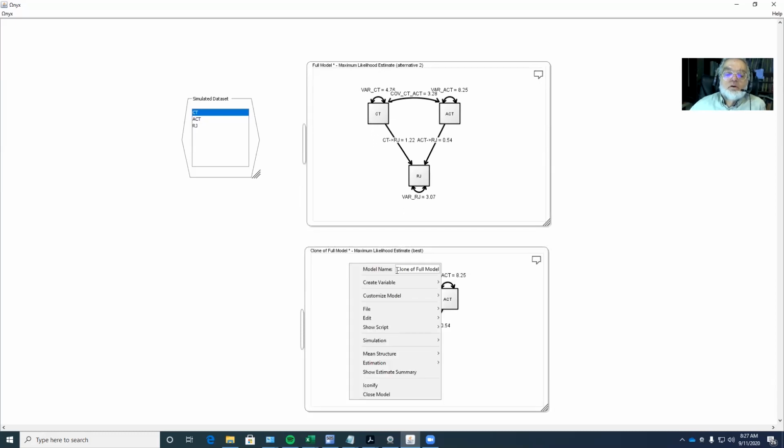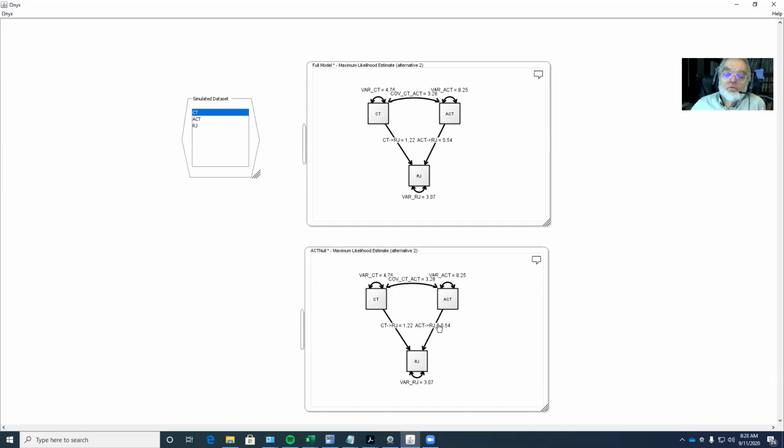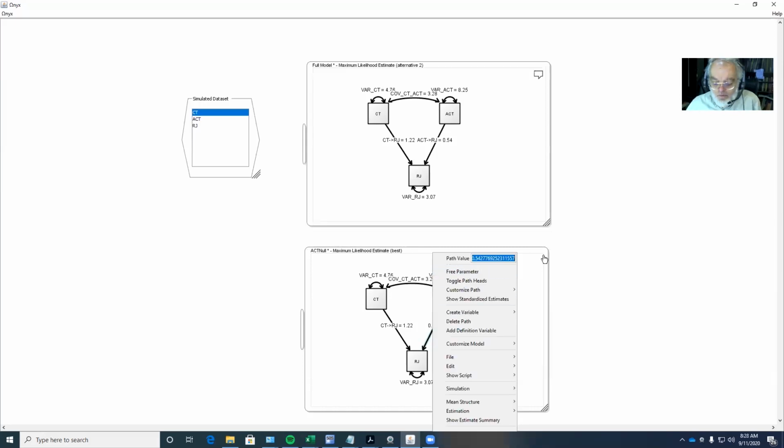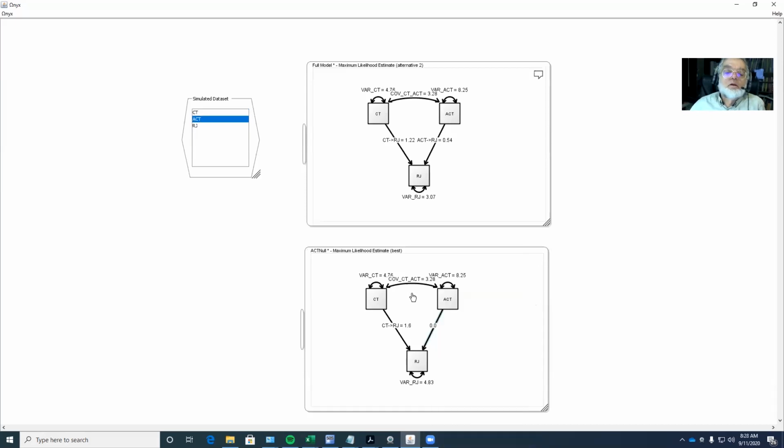And let me give that model a name, ACT null, because it's going to be the model in which this regression weight is fixed at 0. Well, let's fix this parameter, and specifically, let's fix this parameter to the number 0. And I can now send my data to the ACT null model, and the computer program is going to be running both of these models.